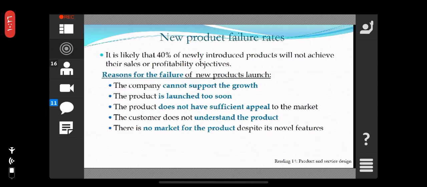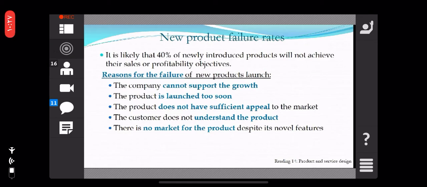Number four, the customer does not understand the product. What is it about? It is out of our mind. It is beyond our access. Number five, there is no market for the product despite its novel features. And sometimes you need to train your customers in the use of the product. Let's say you are selling laptops in the market, but the people do not know how to use a laptop.